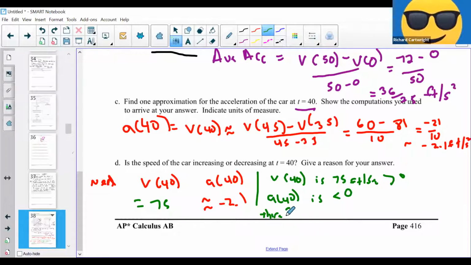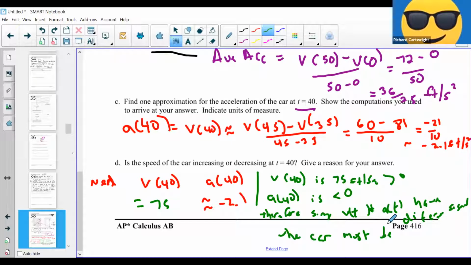Therefore, since v of t and a of t have different signs, I'm out of room here. We're going to move this. I've got a zoom bar in front of me. Since they're different signs, the car must be what? Increasing or decreasing?